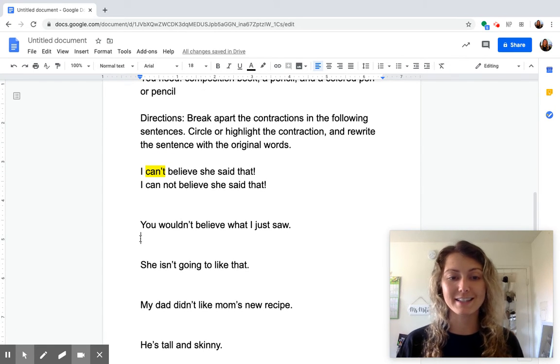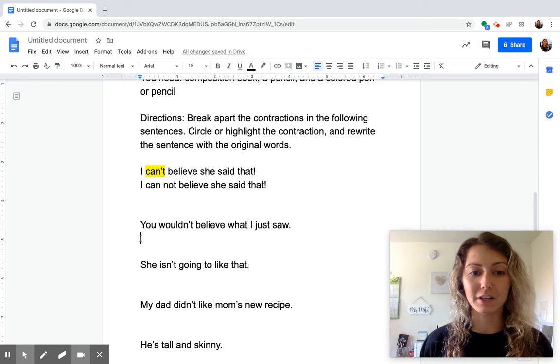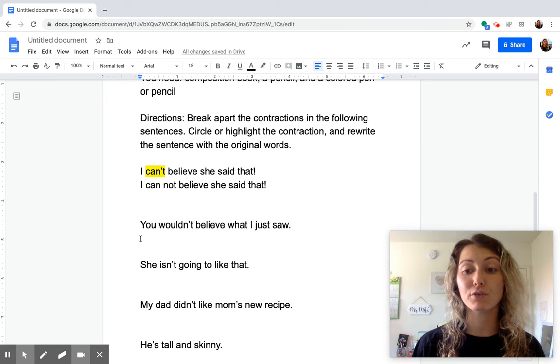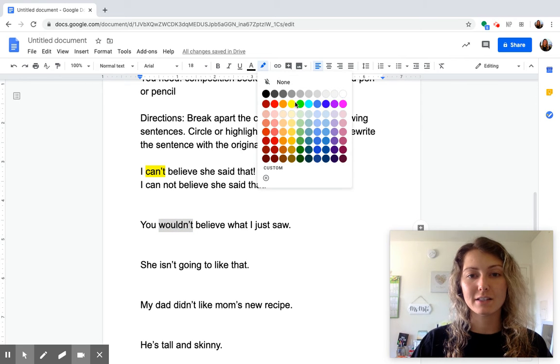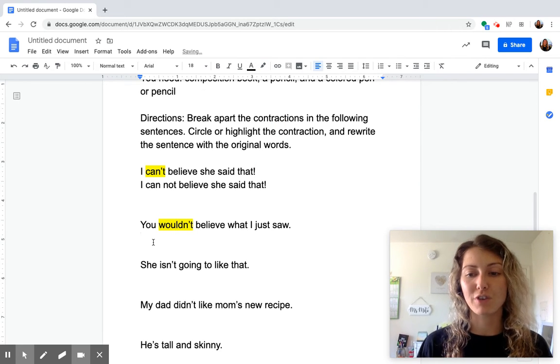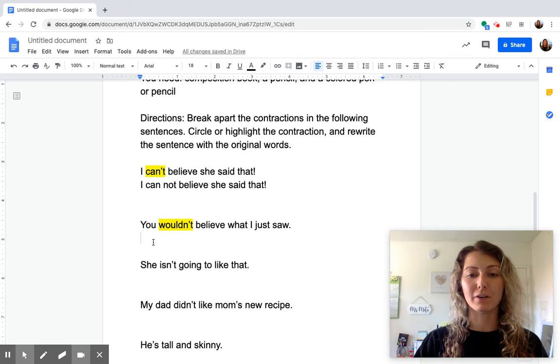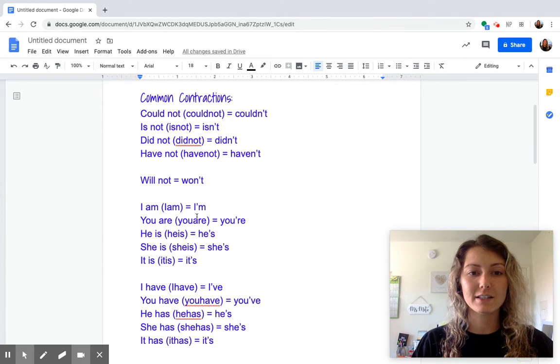We're going to move to our next example. Write the sentence down in your composition book and get ready to circle or highlight the contraction. You wouldn't believe what I just saw. Well, we see an apostrophe right here in the word wouldn't, which gives it away. It's a hint for us. We know that this is a contraction. Wouldn't is our contraction. Now we can look back up at our list and see if we see it on the list. Do we see wouldn't here?